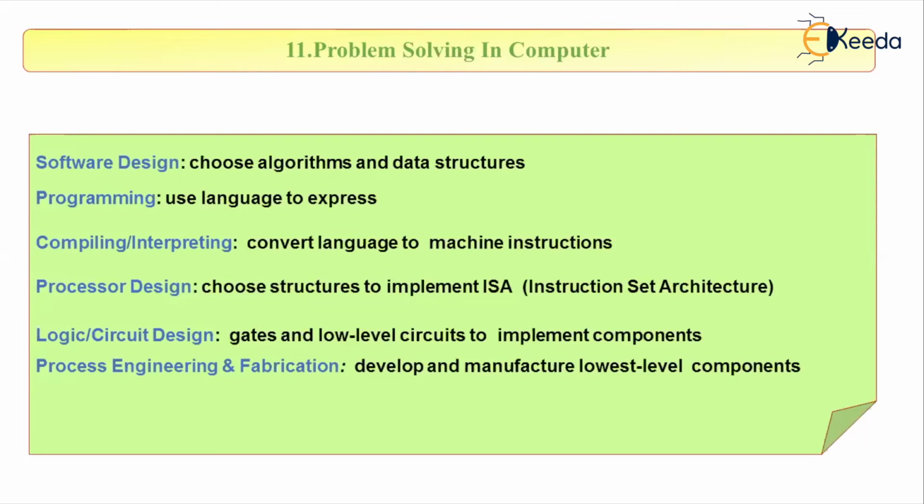Process engineering and fabrication. Here you need to develop and manufacture low level components. Fabrication is assembling all the different components together on a single chip so that they can work together to give you the desired output or result. This is called process engineering and fabrication.